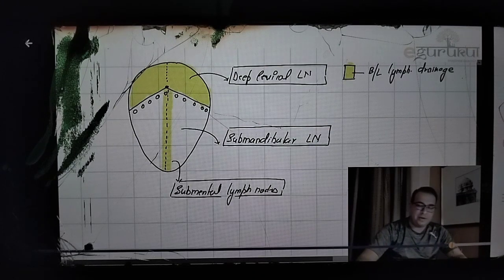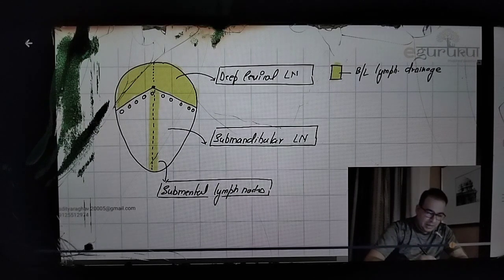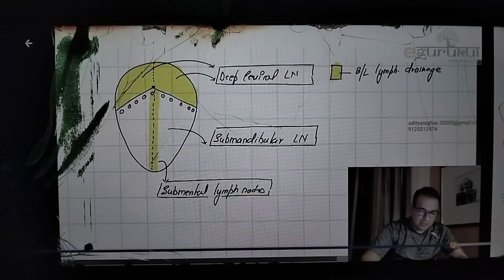For the bilateral lymphatic drainage. So posterior one third of tongue, this side also will drain into the deep cervical lymph node, and then always both sides are draining into the opposite side also. And the same story here.